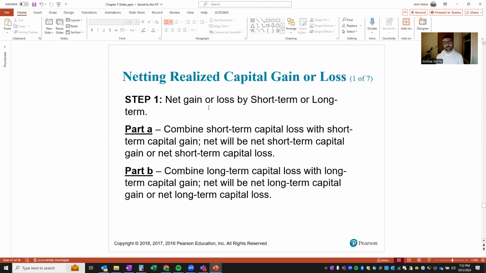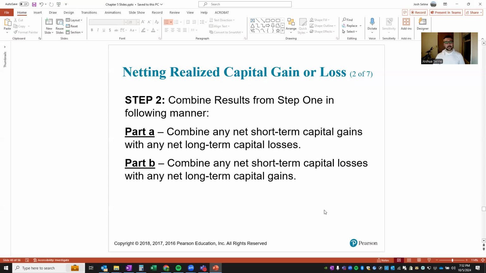Okay, so netting the realized capital gains. Step one, net gain or loss by short-term or long-term. So what's my gain? What's my loss? Is it long or short-term? You combine your short-term capital losses with your short-term capital gains, and now that's my net. Depending on where I fall, it could be a gain, could be a loss once I combine them. You do the same thing with long-term.